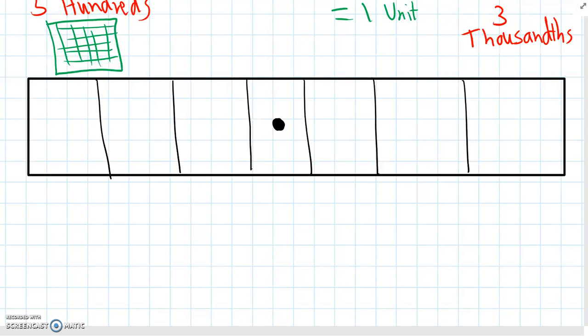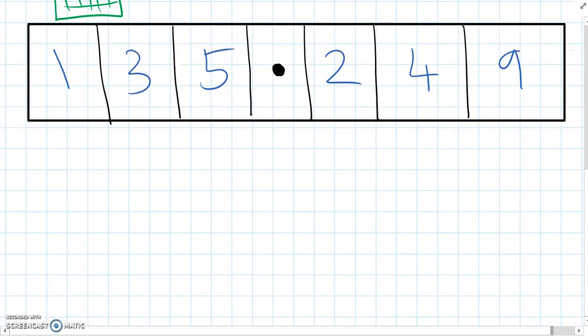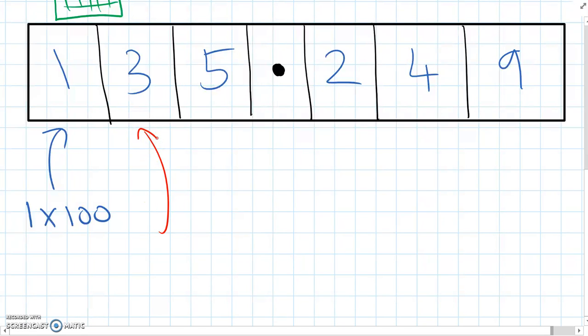Let's do a different number. 135.249. Another way we can write decimals is to write the place values as a fraction. So we have 100. This is the same as 1 times 100. One group of 100. Here we have 3 tens. So we can write that as 3 tens, 3 times 10. And here we have 5 units, 5 times 1.